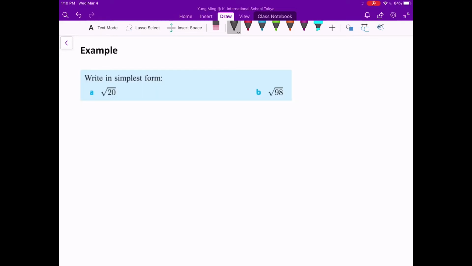Here are 2 more examples. Pause the video, and whenever you're ready, we can go over together. So for part A, if you see smaller numbers, I hope you can do your mental math over here and realize that this is actually 2.2.5, 4 times 5. Let's do part B together.